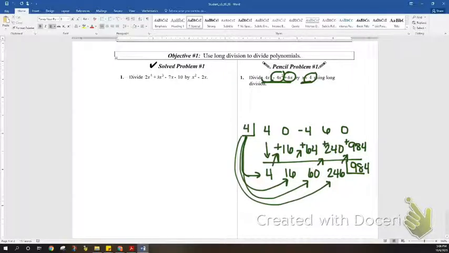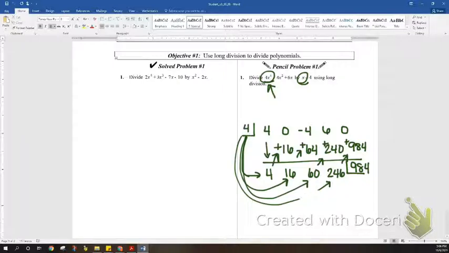Now, in the original problem, we were taking an x to the fourth and dividing it by an x. So every time, because it has to be an x plus or minus a number, your answer is going to start with the variable that is 1 less than the problem. So this one was x to the fourth, so it's going to be x to the third. And these numbers down here in this bottom row, those are my coefficients.